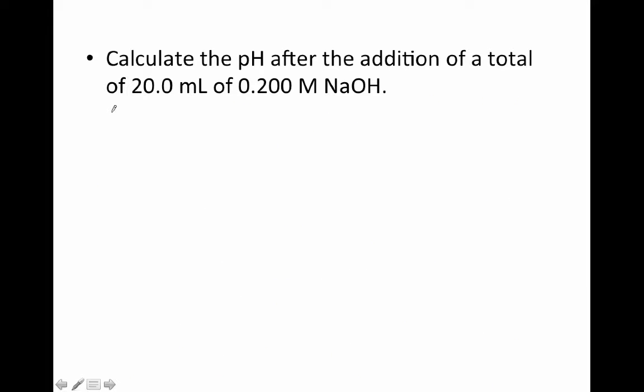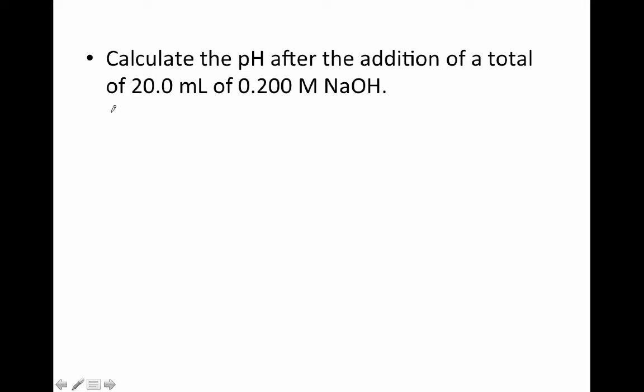The second point in this titration, where we're going to calculate the pH, is after the addition of a total of 20 mL of 0.200 molarity sodium hydroxide. We're going to do this calculation as if we'd gone straight to this point in the titration, and we're not going to reuse the results of the previous pH calculation.